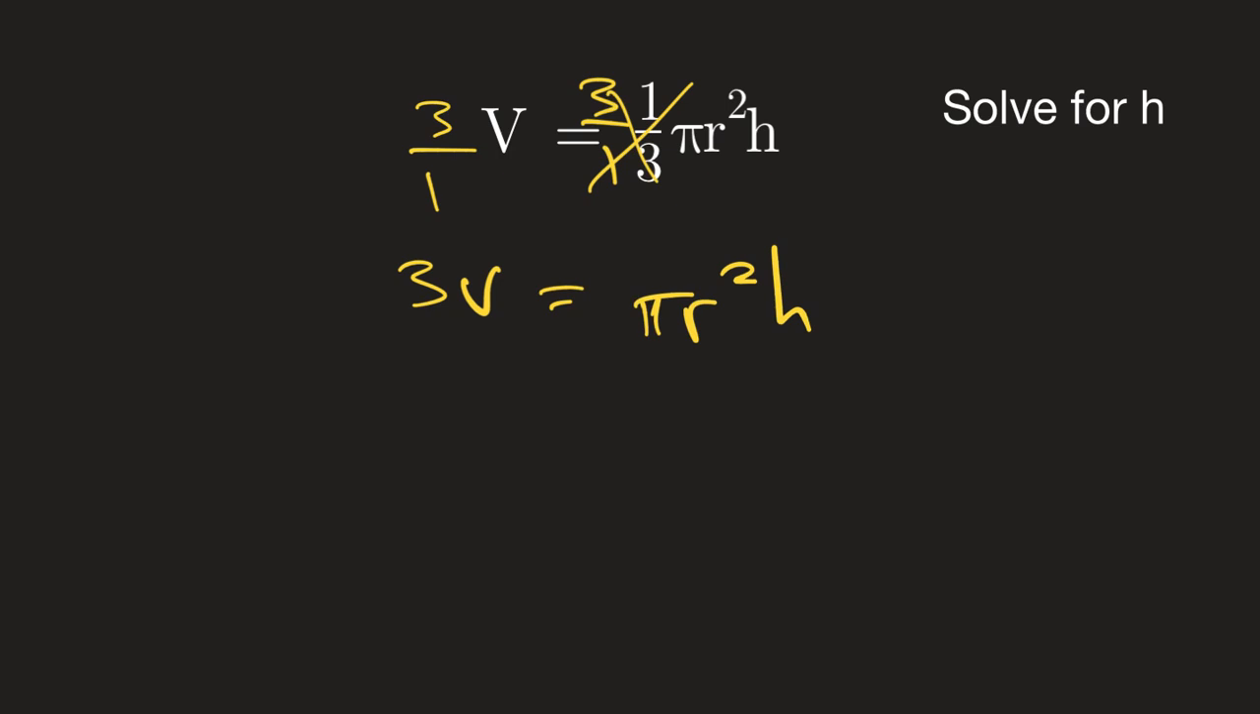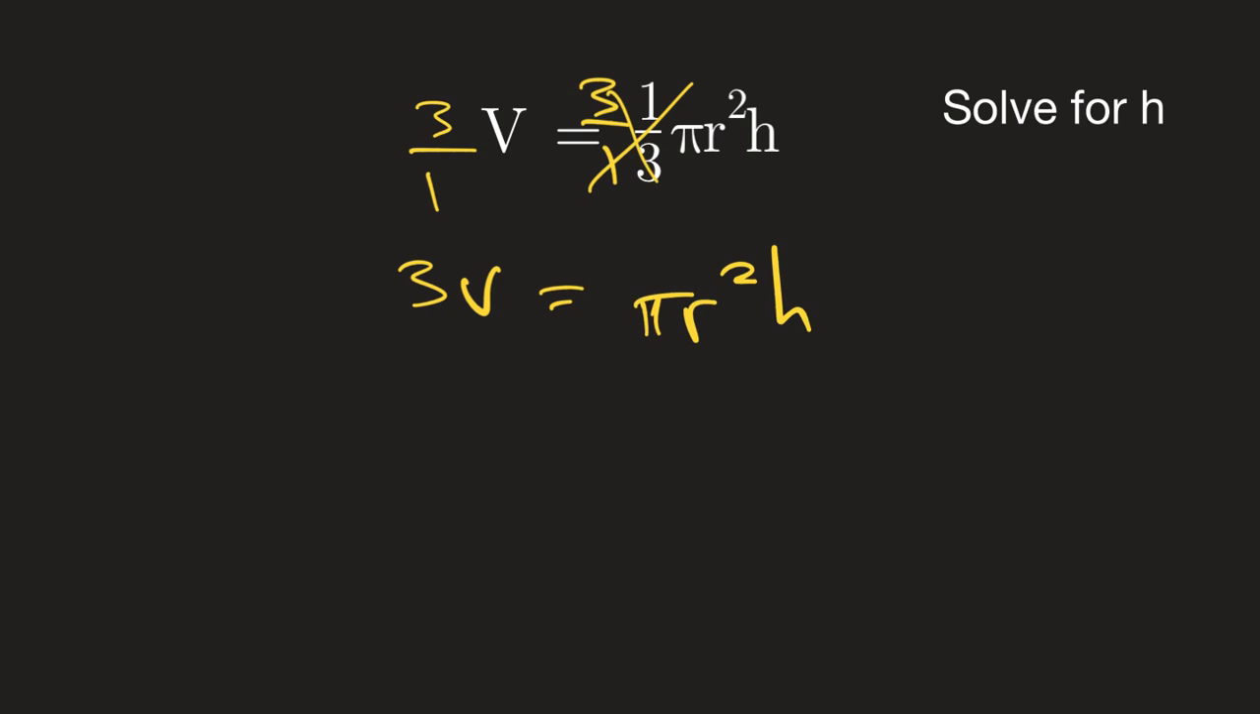Okay. Now, we're solving for h. I want you to look at something. On the right side, all three of those items, pi, r squared, and h, would you agree that all three of those are being multiplied together? We don't see any pluses or minuses, no addition, subtraction, or division. The pi, r squared, and h are all being multiplied together.